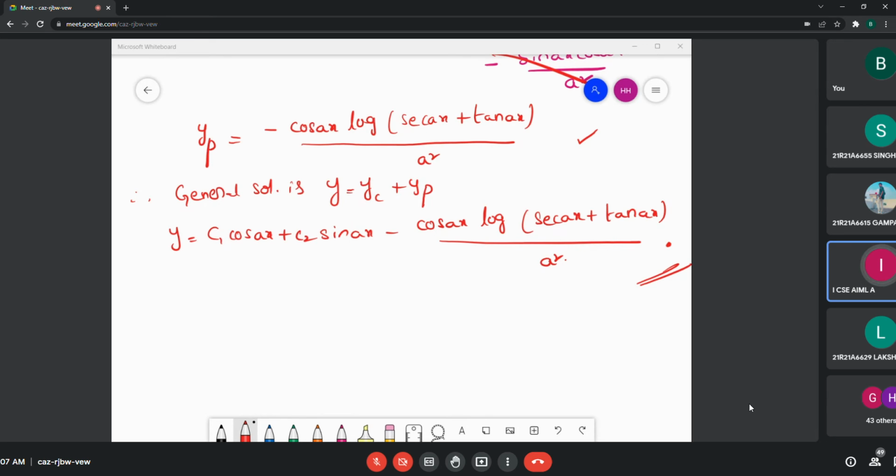Let's complete the ordinary differential equation. And now I'll explain the theory of matrices.